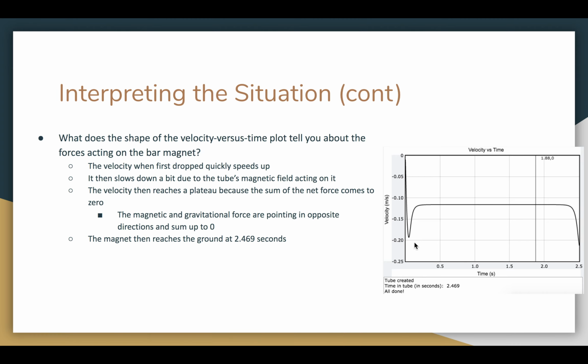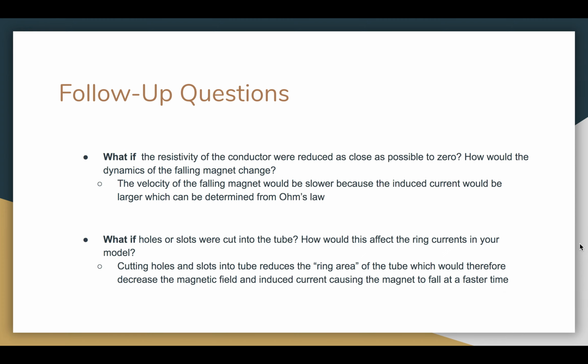it quickly sped up down here, and then it slows down a bit because the tube's magnetic field is acting on it, and then the velocity reaches a plateau, which is right here, because the net force comes to 0, which is where the magnetic and the gravitational force are pointing in opposite directions, which end up summing to 0, and then eventually it hits the ground at 2.469 seconds down here.